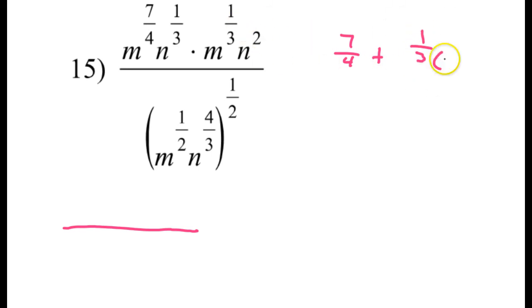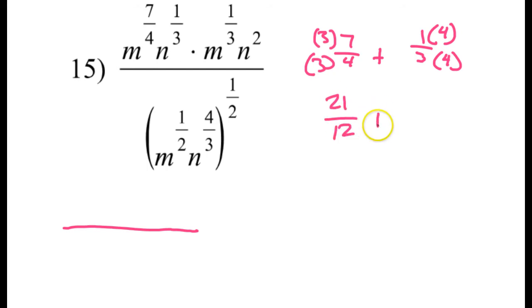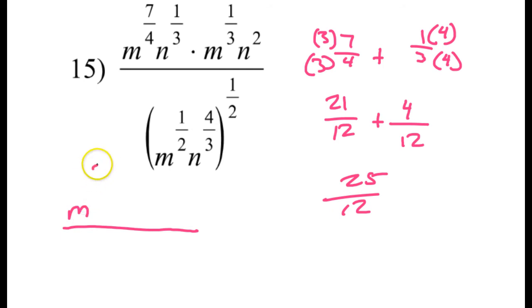I can make these both into 12s by doing this. So that's going to be 21/12 plus 4/12. So that's 25/12. So that means I have m to the 25/12 power. I need to do the same thing with the n's.